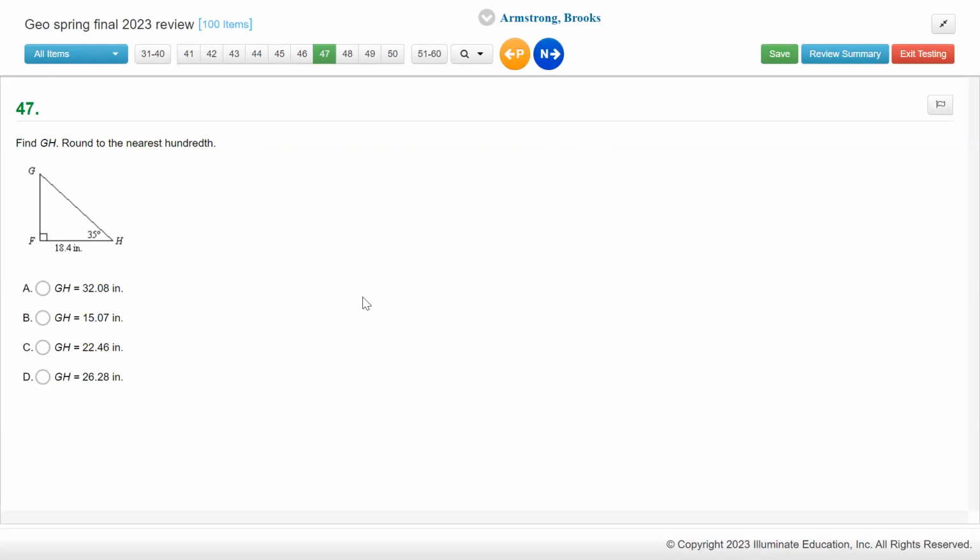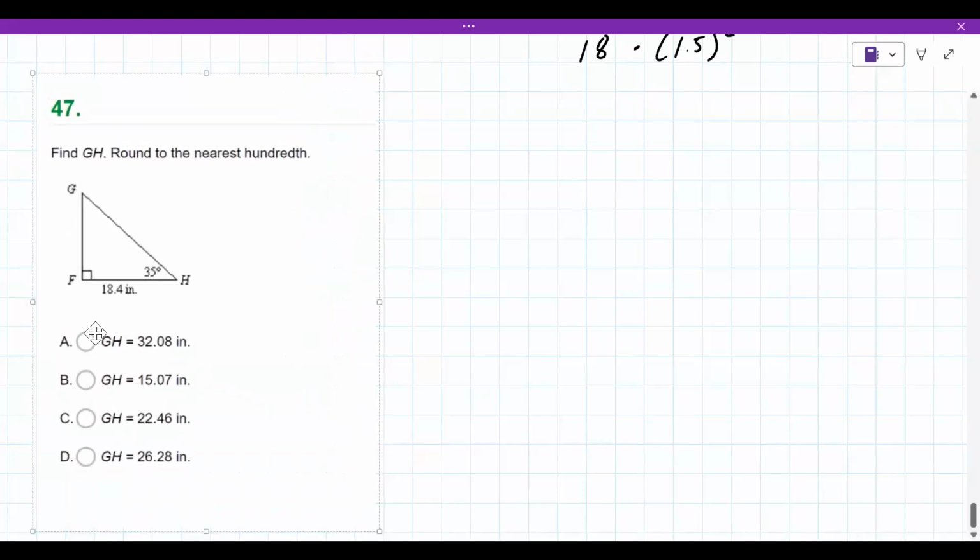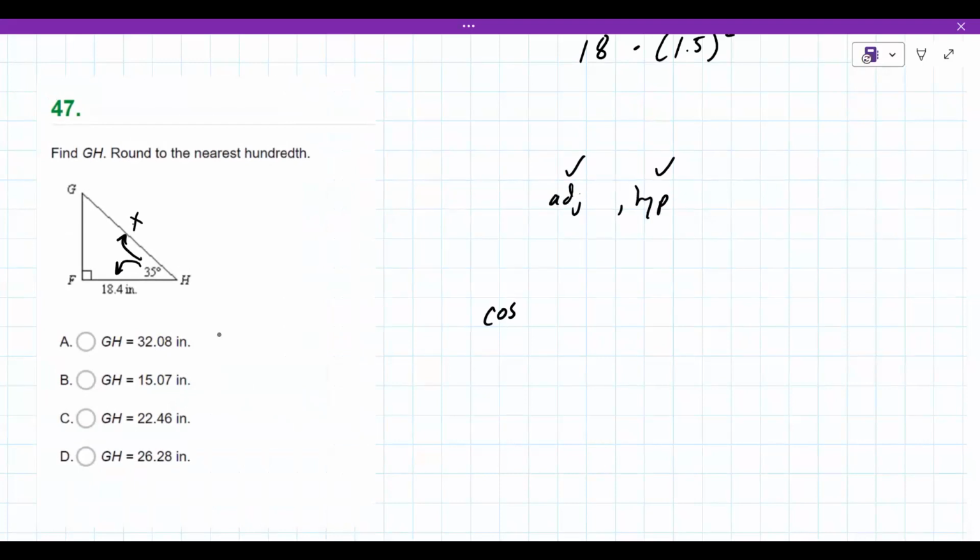Okay, this one's a little bit more difficult. Let me show you, work through this one. And I don't think we did any like this, but they're not impossible. Let me share my screen. It's related to the sine, cosine, and tangent stuff that we just talked about. All right, so we're interested in finding GH. I'm going to just call it X for my sake. So relative to the 35, you have the adjacent and you want the hypotenuse. That is cosine. Cosine of 35 degrees equals the adjacent over the hypotenuse.